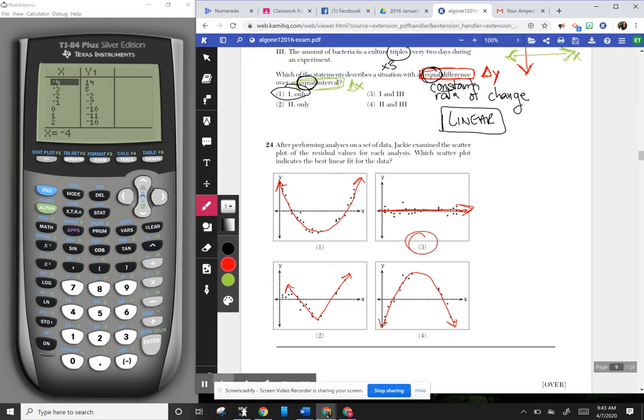Okay, this was the January 2016 Algebra 1 Regents, questions 13 through 24.